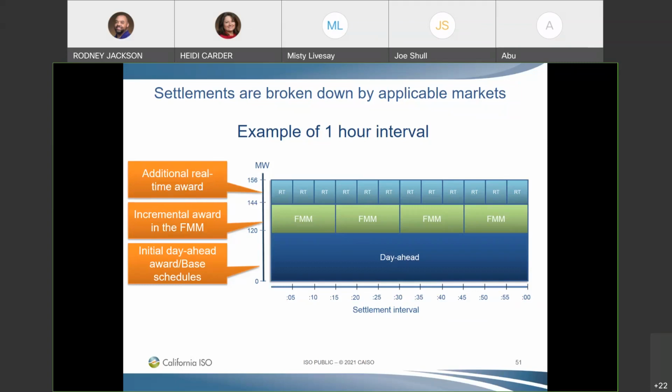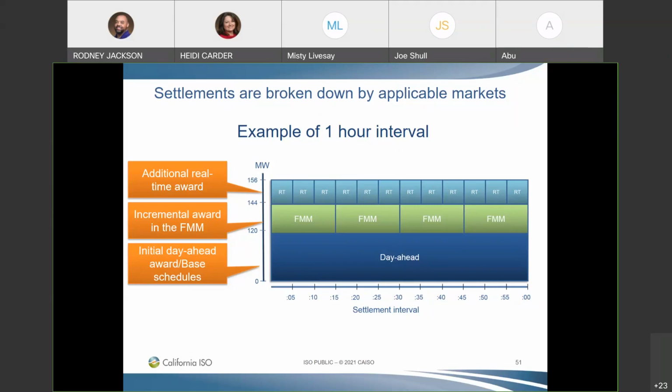Now, this diagram simplifies the energy statements for the day-ahead market into real time in this example. This resource was awarded 120 megawatts in the day-ahead market. When the market began optimization, this resource was awarded an additional 24 megawatts. In the 15-minute market, more processes were run as we got closer to delivery time, and an additional 12 megawatts were awarded in real time. So 120 will be paid at the day-ahead price. The additional 24 will be paid at the 15-minute market price. And then the final 12 will be paid on top of that at the real-time market price.